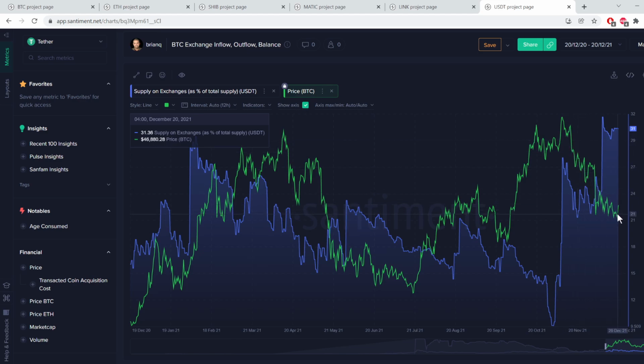But now that there's a retracement and there's another spike in Tether, that's a better sign because it certainly isn't just due to FOMO when the price is dropping. It's due to people looking to buy the dip. So it's a much different scenario than what we saw here.